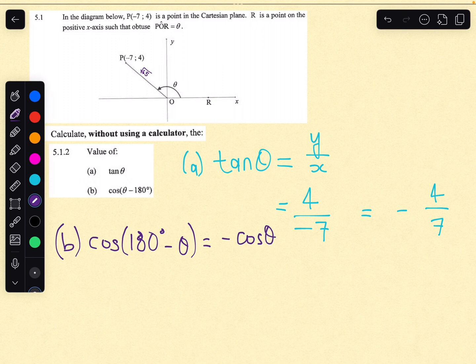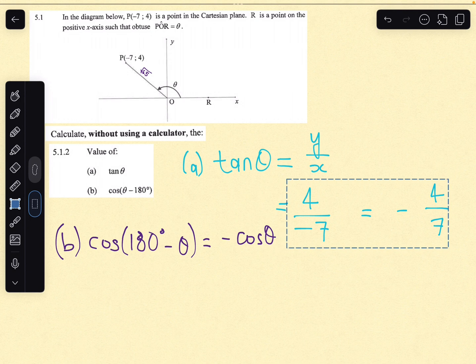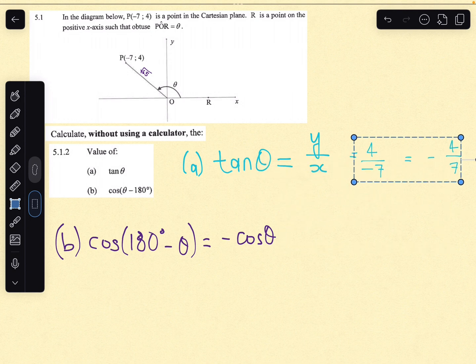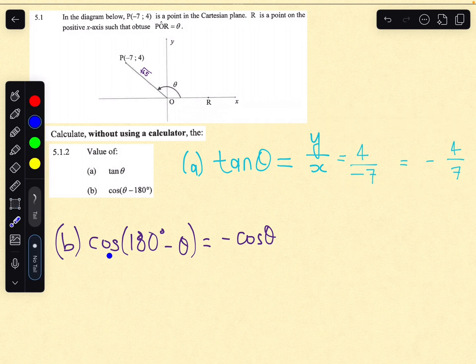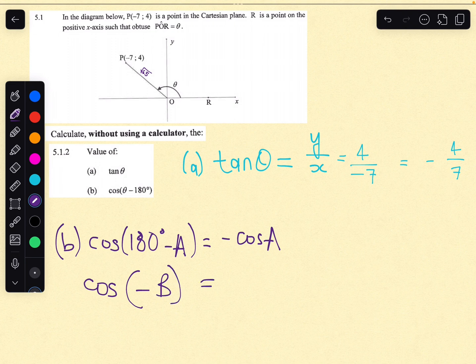And maybe we should shrink you guys. Okay, it's better. You could even fit on there. Right. So first of all, cos of 180 minus theta is the same as negative cos theta. And maybe let's use a different letter. So cos of 180 minus a is the same as negative cos a. And secondly, cos of negative b is the same as cos of b, right?